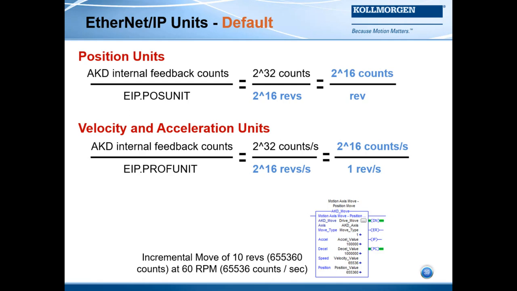Also note that 65,536 counts per second is the same as 1 motor rev per second, or 60 RPM.